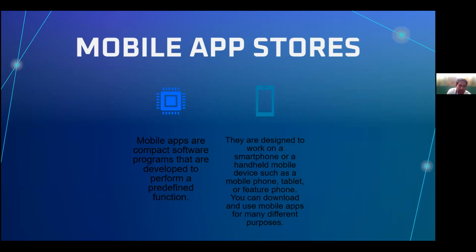Mobile app stores. Mobile apps are compact software programs that are developed to perform a predefined function. They are designed to work on a smartphone or a handheld mobile device such as a mobile phone, tablet, or feature phone. You can download and use mobile apps for many different purposes.